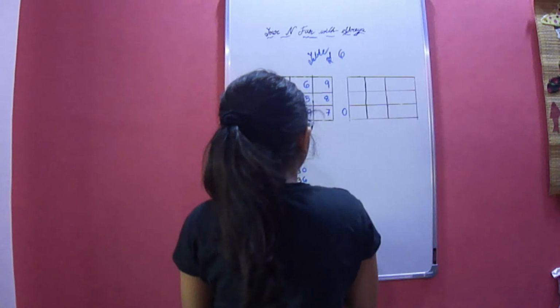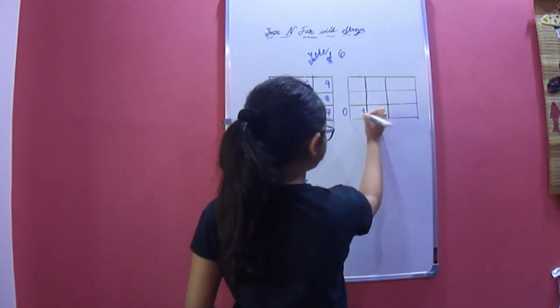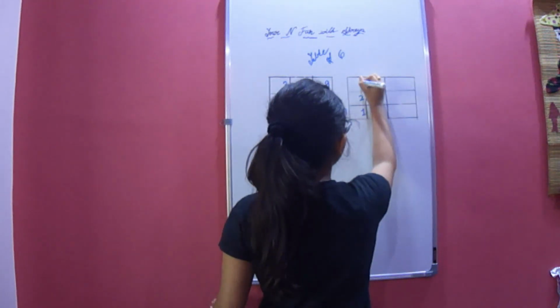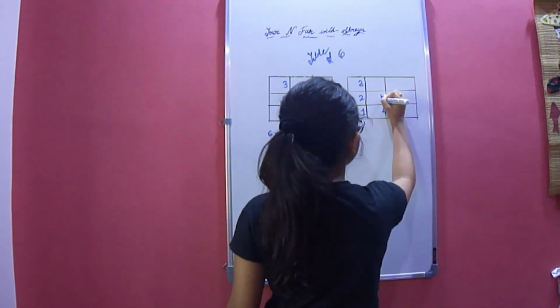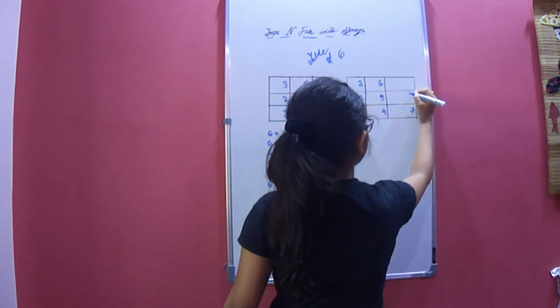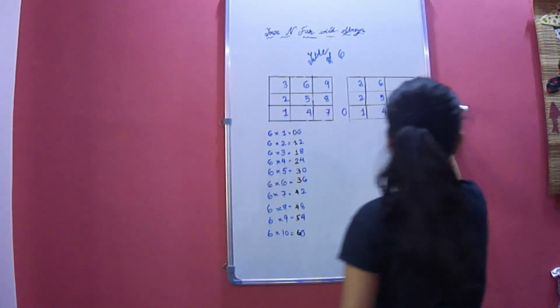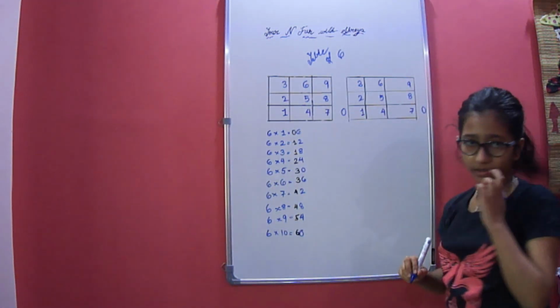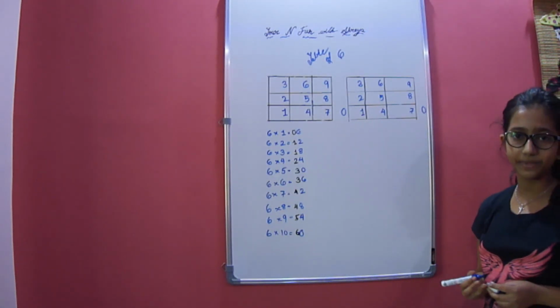Now I will do the same with the second box. So 1, 2, 3, 4, 5, 6, 7, 8, 9 and finally I will write a 0 here. Now let's get on with the next step.